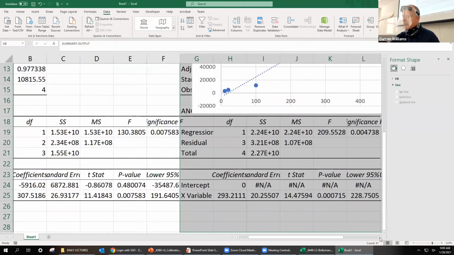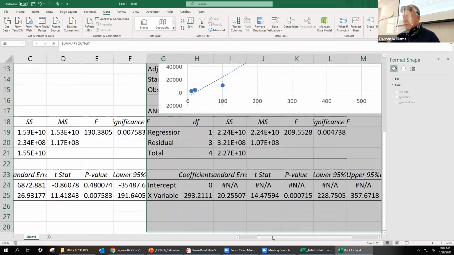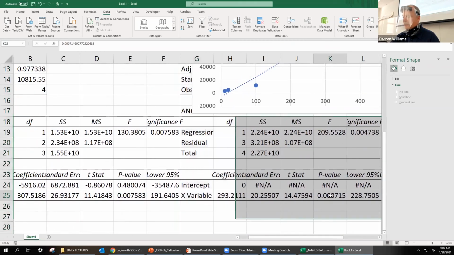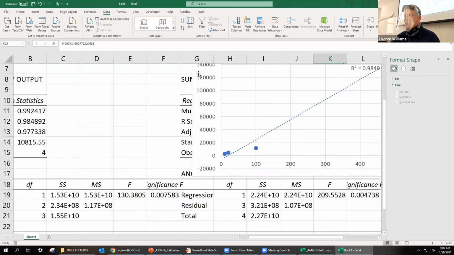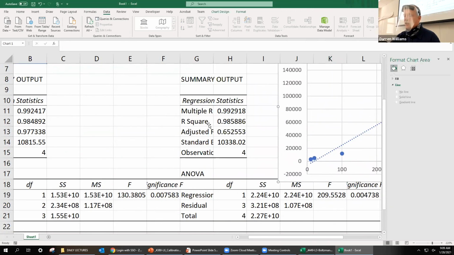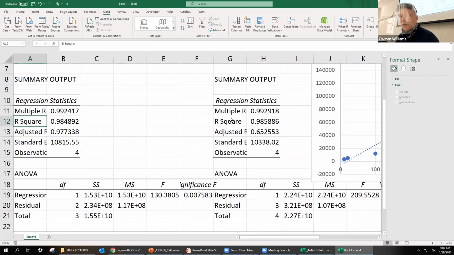So our p-values, we got another order of magnitude on our p-value. Our slope went from 300 to 293, plus or minus 27 was, now it's plus or minus 20. And our R-squared values went from 0.984, now it's 0.985. So R-squared is really not the best tool to use to decide between models. It's the p-values that you would use to decide between the models.